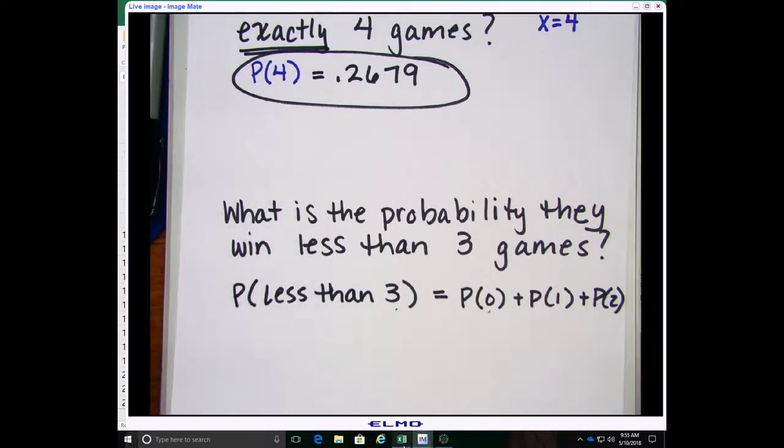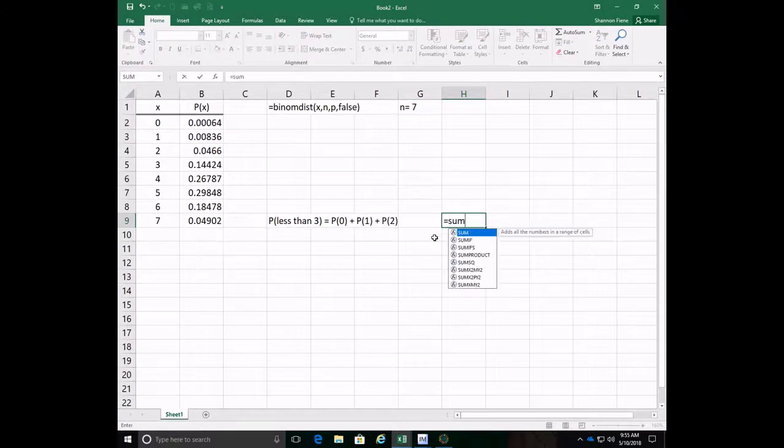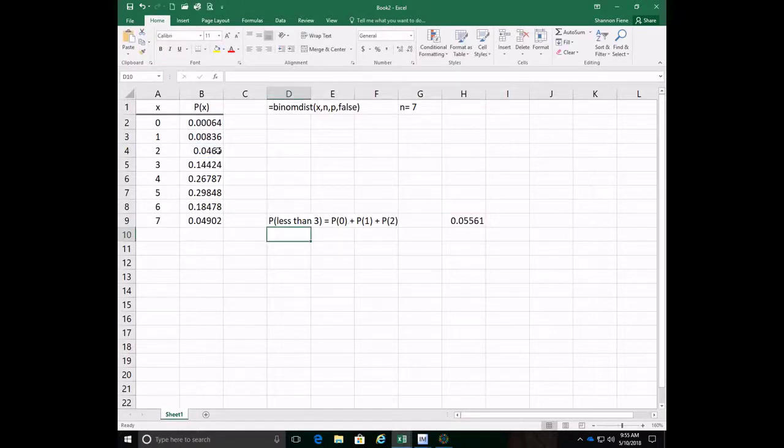Okay? And now that I have my distribution table here, I can just use my sum feature. So the probability of less than 3 is going to be equal to the probability they win none, plus the probability they win 1, plus the probability they win 2. Over here I can just say equals the sum, open parentheses, 0, 1, 2, close parentheses, and I see that it's 0.05561.